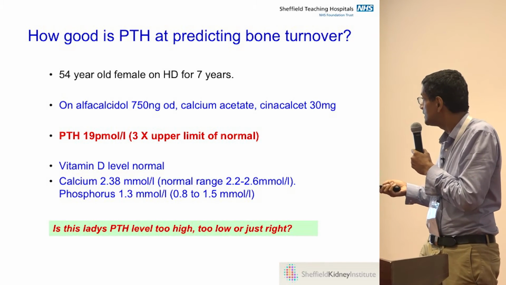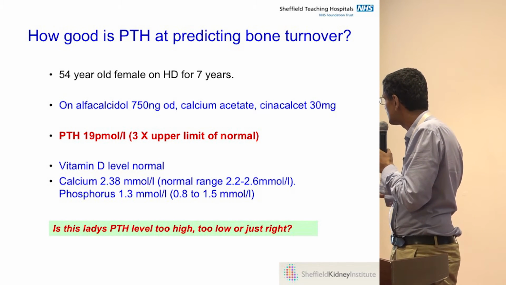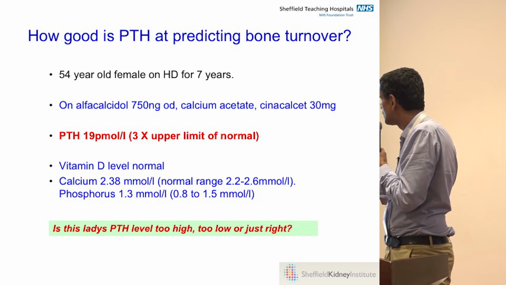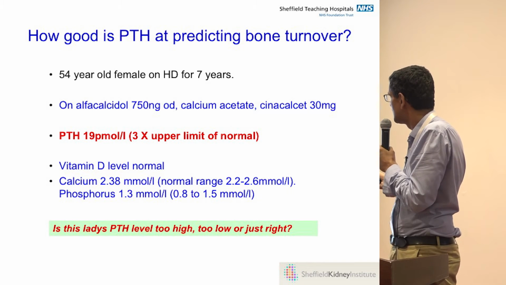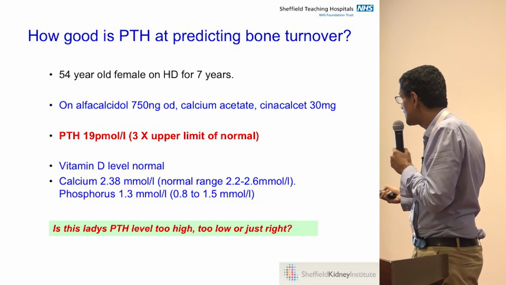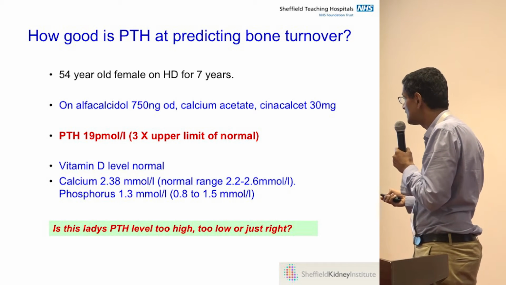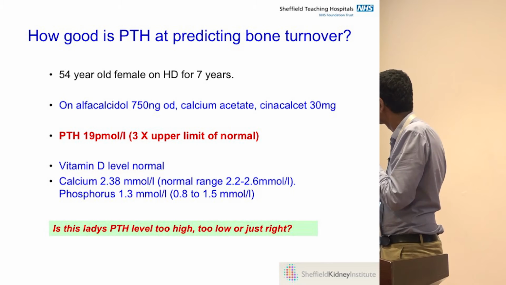So this is a lady. She is on dialysis, a 54-year-old lady. She's died now, actually. She was on alfacalcidol, that's the active vitamin D that we use a lot of in the UK, calcium acetate and cinacalcet, a calcium mimetic. Her PTH was 3 times the upper limit of normal. Vitamin D levels were normal. Calcium and phosphate levels were normal.